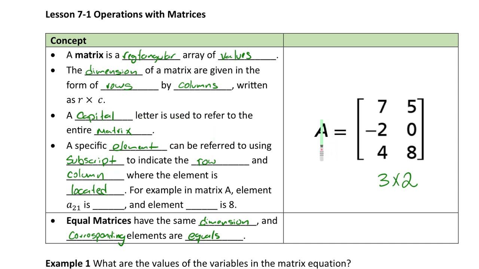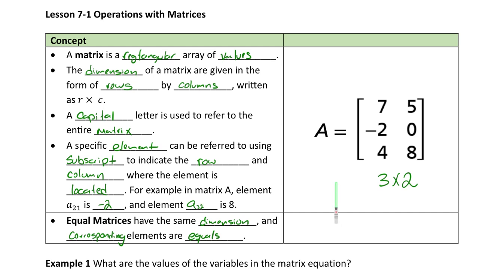A capital letter is used to refer to the entire matrix. So for example, this matrix is matrix A. A specific element can be referred to using subscripts to indicate the row and column where the element is located. For example, in matrix A, element 2, 1 is the number in row 2, column 1, which is negative 2. And then the 8 down here is in row 3, column 2, so this one is A, 3, 2.